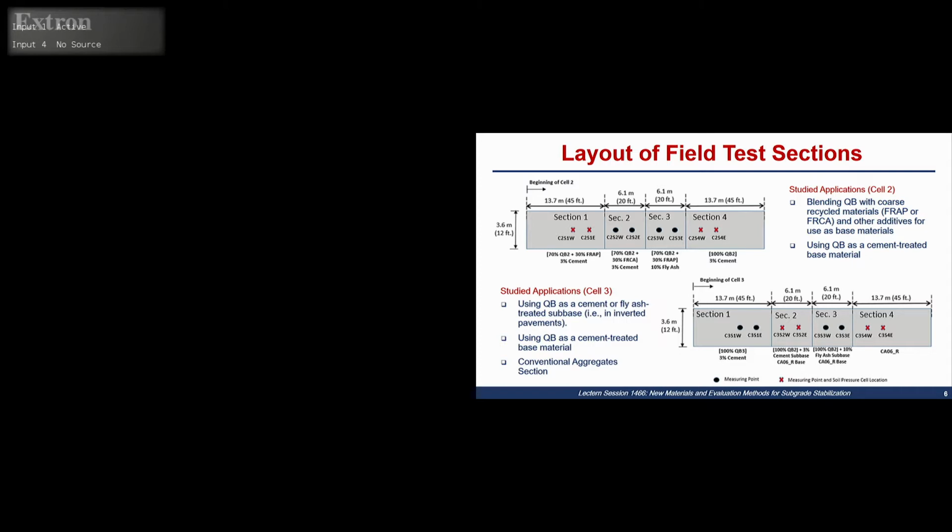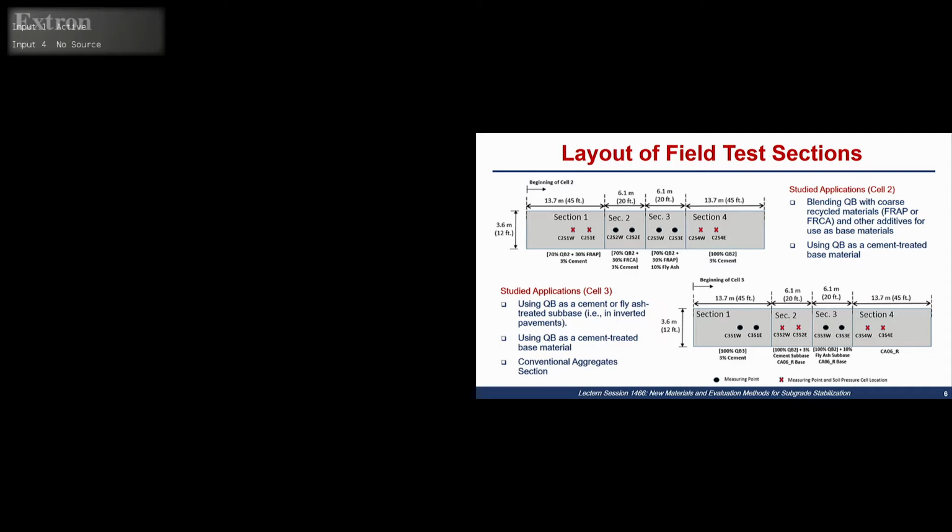Section 4 and section 5 are just quarry byproduct mixed with 3% cement from 2 different sources. We have QB2 in section 4, and then cell 3, section 1 is QB3, which is a third, different source of quarry byproduct. So we're studying the effect of the source of quarry byproduct on performance. Then the 2 sections in cell 3, section 2 and section 3, are inverted pavements, in the sense that we're using a cement stabilized or fly ash stabilized quarry byproduct subbase, and on top of it is a base material of conventional dense graded aggregate. And then the last section is a regular dense graded aggregate pavement.